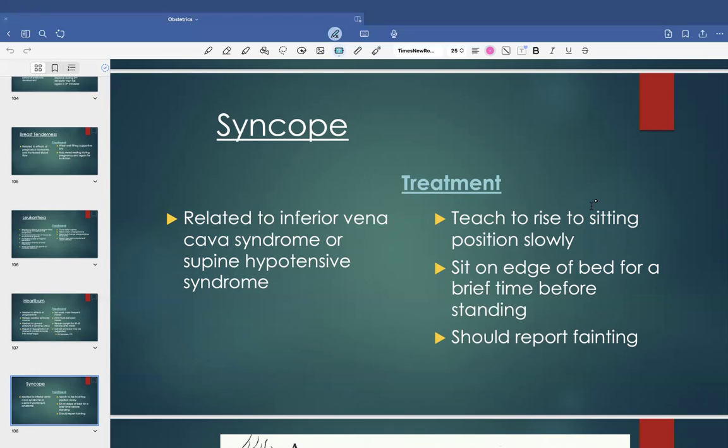So you can see, if you have the wedge there, if the inferior vena cava is on the wedge versus being compressed on the other side, it doesn't get smashed as much by the weight of the uterus.